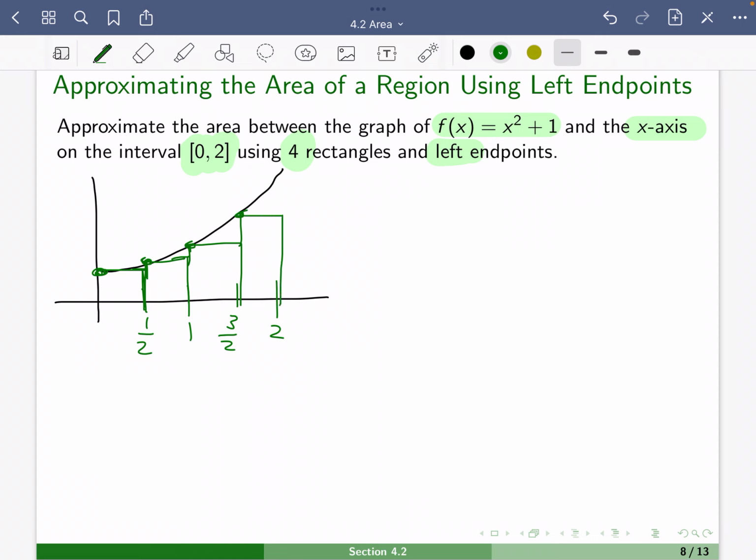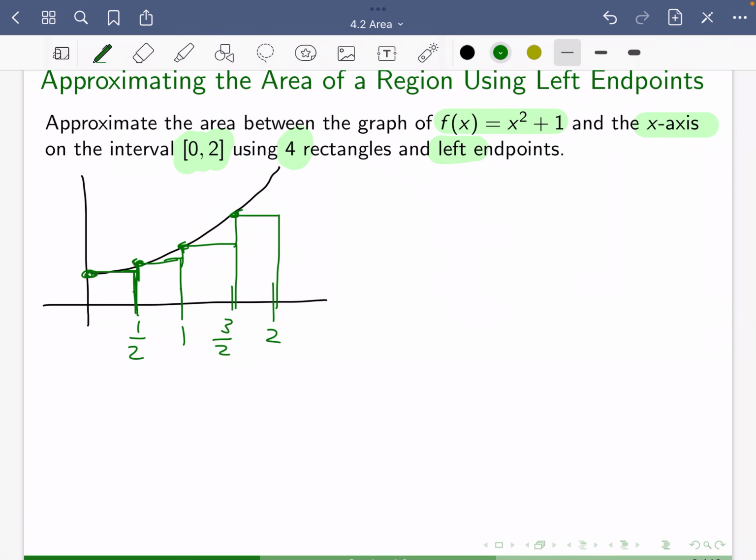So our area, if we call this region 1, the area of that first region is going to be 1/2 times the height. So the width of the rectangle times the height of the rectangle. The height of the rectangle is defined by the function value here at 0. So it's 1/2 times 0 squared plus 1, which is just 1/2.